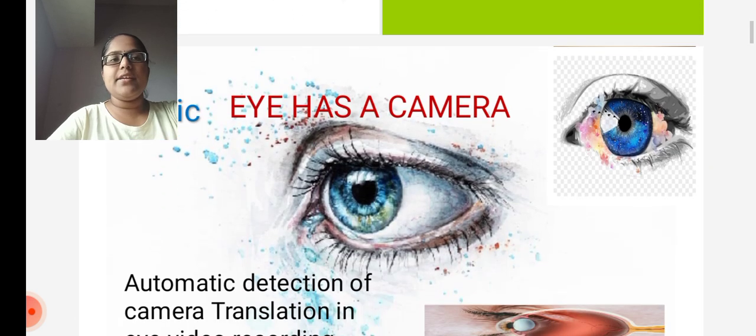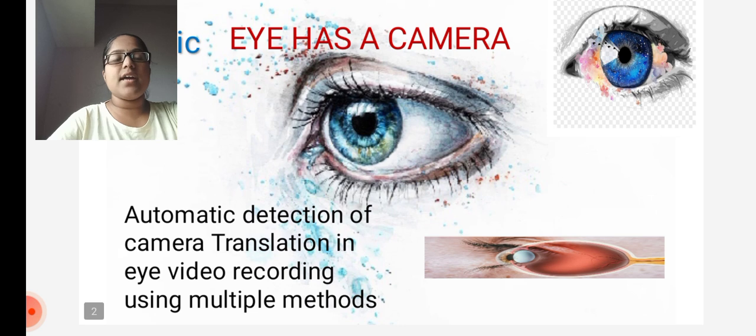In that, let us deal with the topic Eye as a Camera. Automatic detection of camera translation in eye video recording using multiple methods.